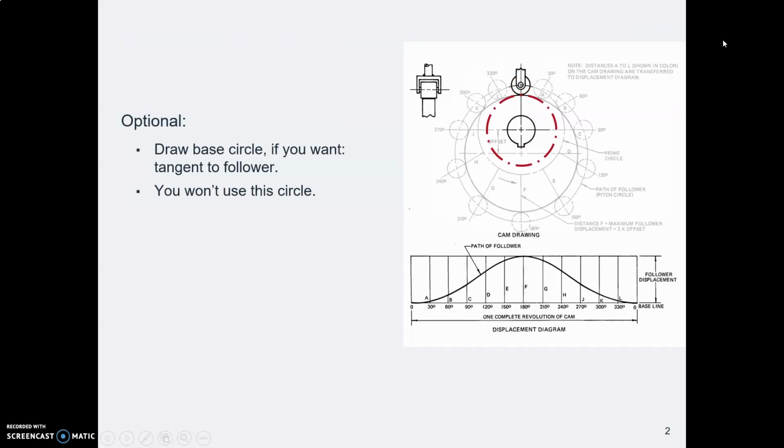Now, there are two kinds of circles, and you need to be careful you use the right one. This is the one our book gives us, and we don't want this one. The base circle, which he gives us, is this imaginary circle that is tangent to the bottom of the follower when it's at its lowest position. But that's not what we need when we lay out our drawing.